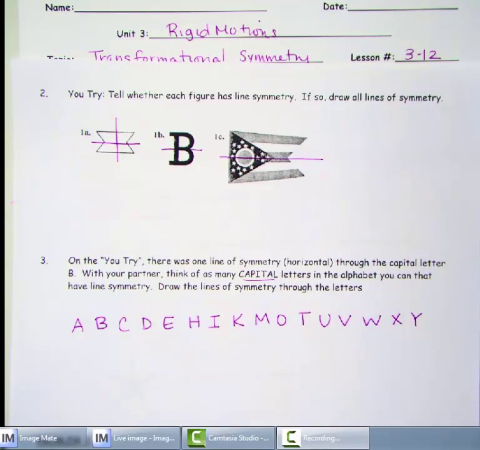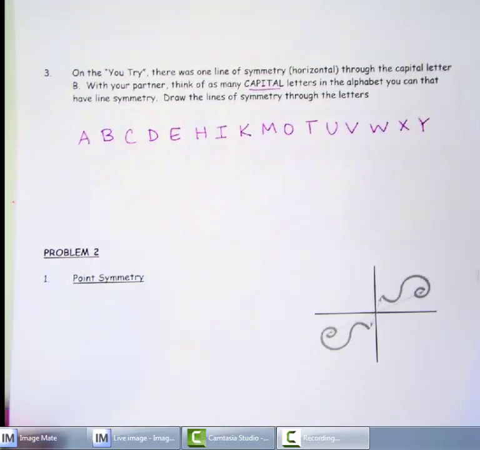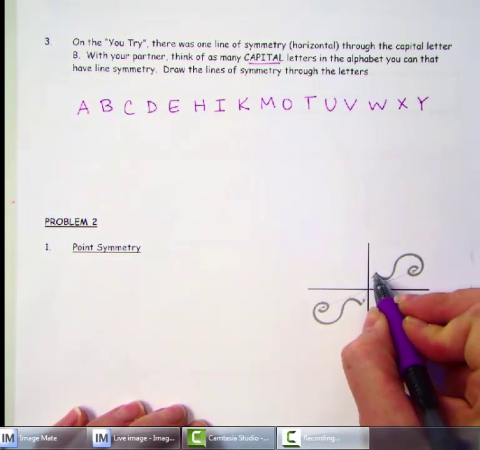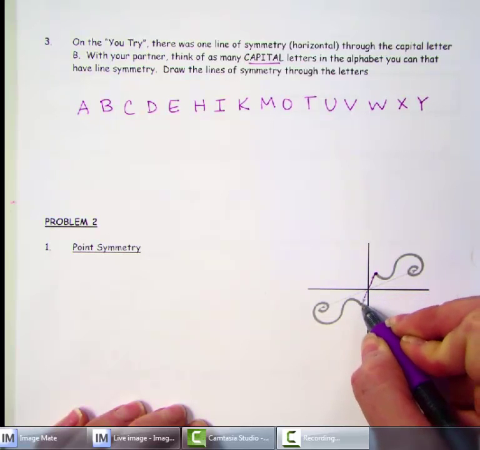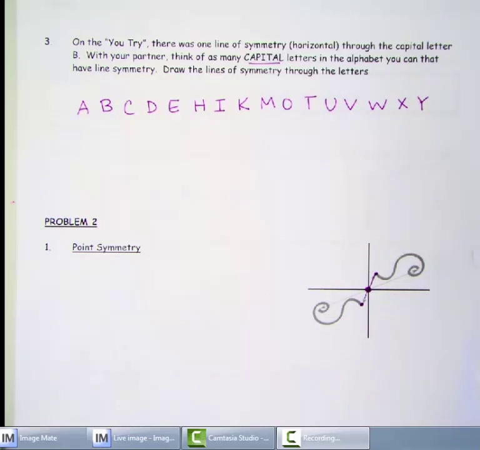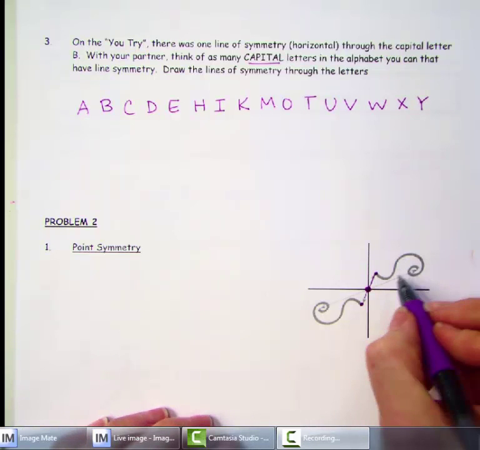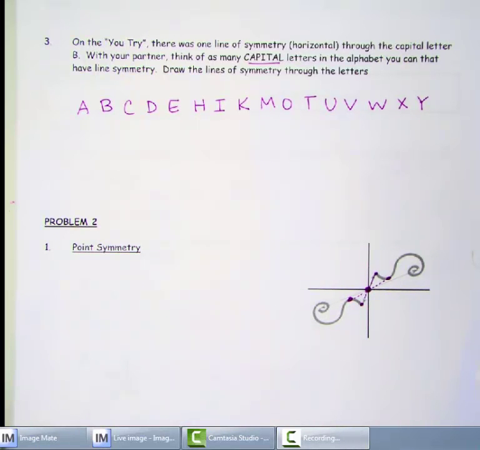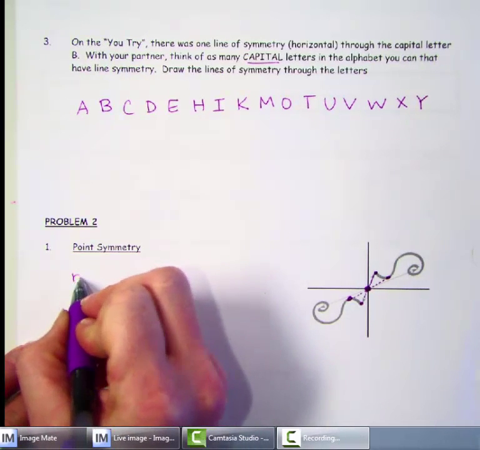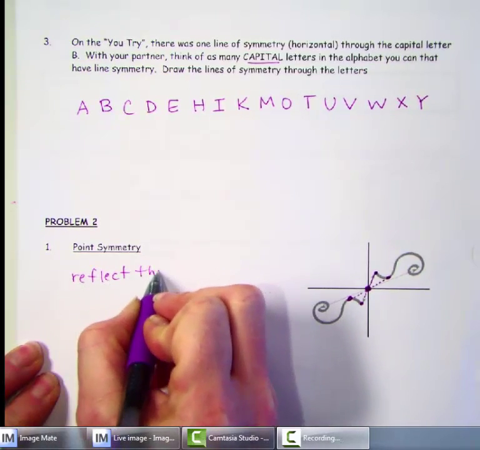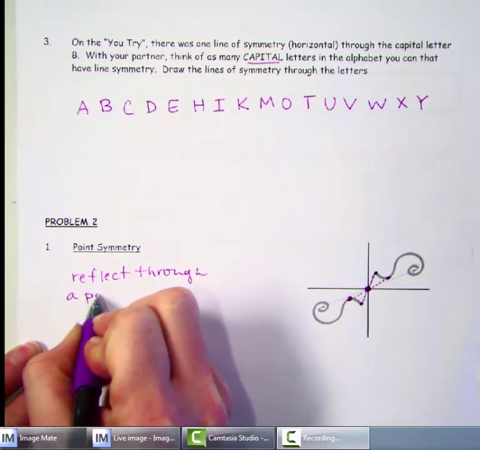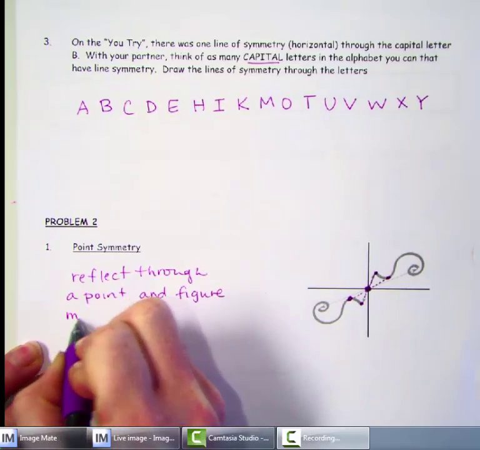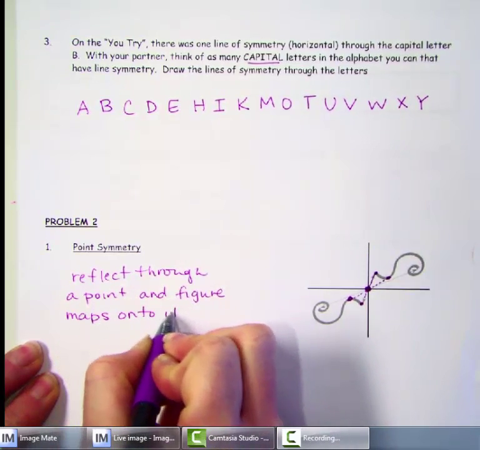Line symmetry is not the only type of symmetry. We also have point symmetry. Point symmetry means that if you take a point and reflect it through a point, that it maps onto itself. So I can take any one of these points and reflect it through a point and it maps onto itself. So point symmetry is when you reflect through a point and the figure maps onto itself.